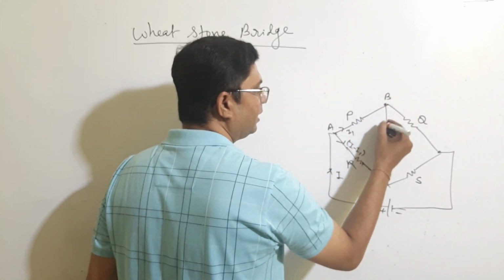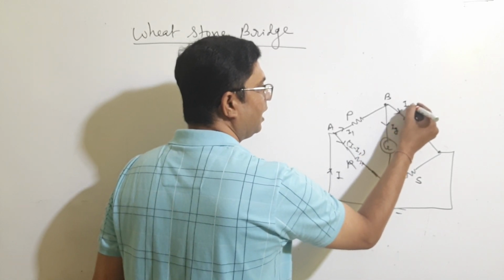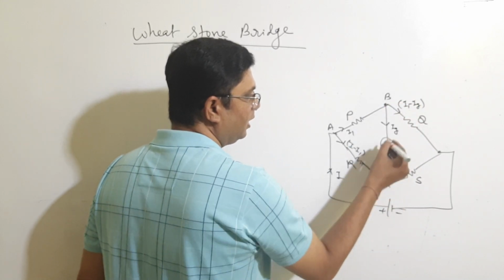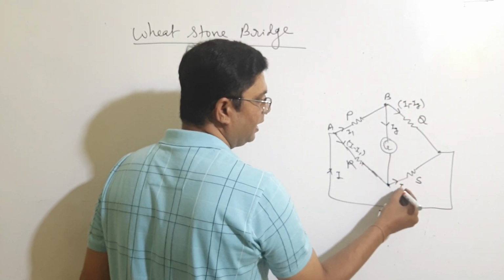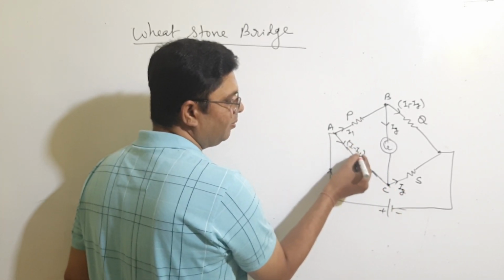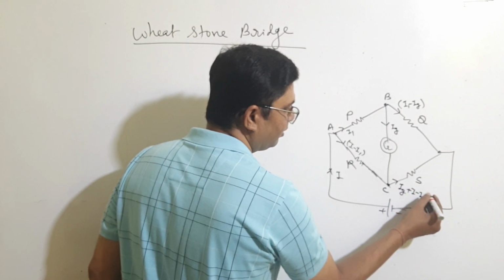At point B, the current is Ig towards the galvanometer. So this is I1 minus Ig. When current enters this point C, Ig will be added, and the current from A to C is I minus I1. So adding, we get I minus I1 plus Ig.